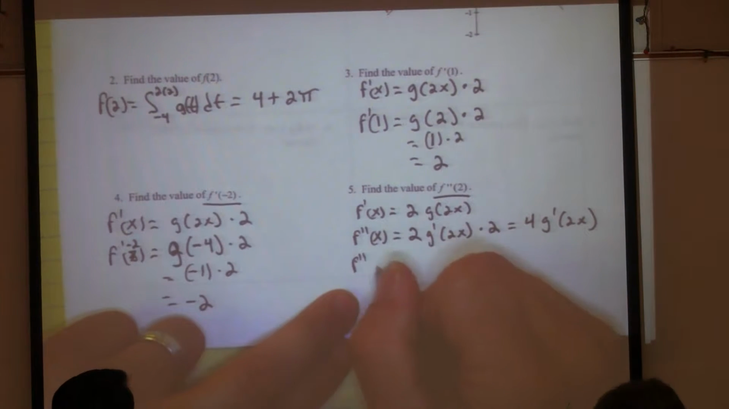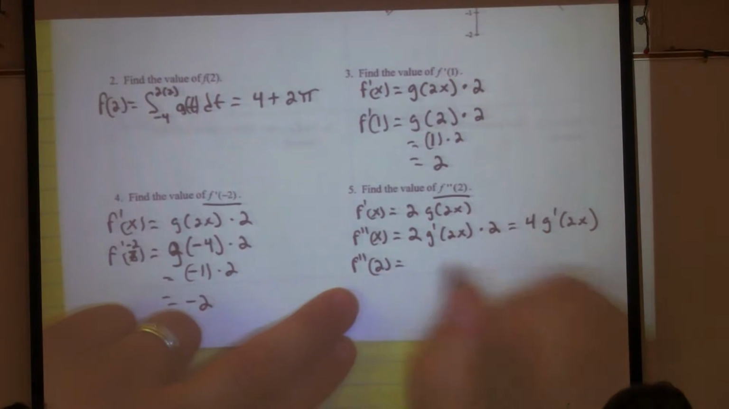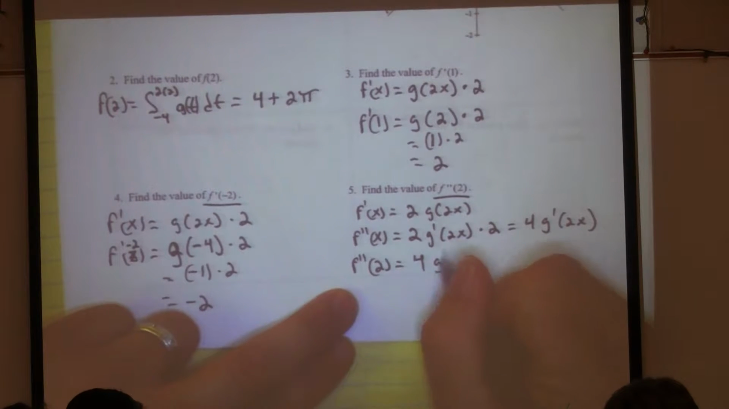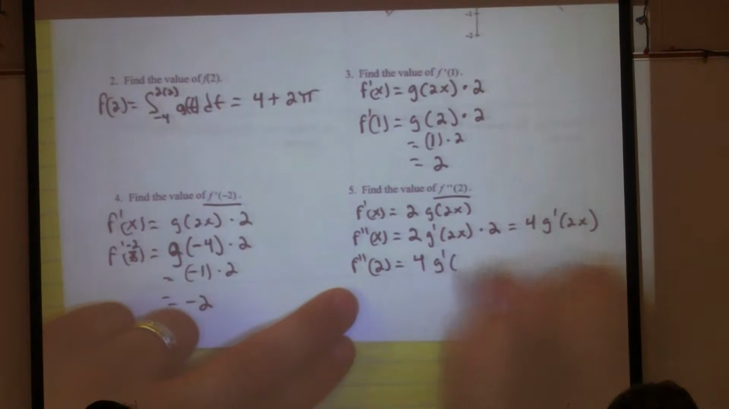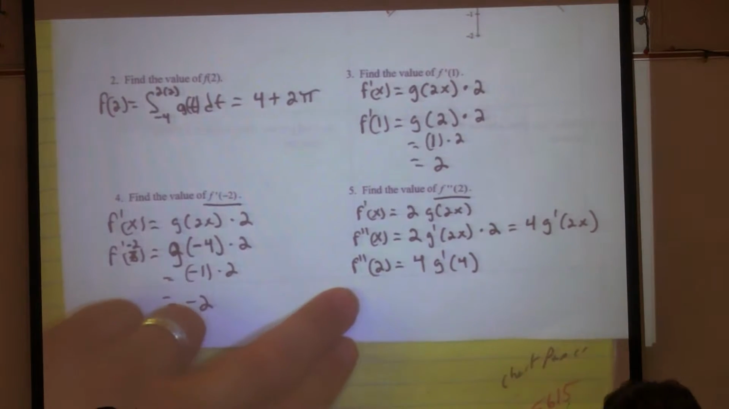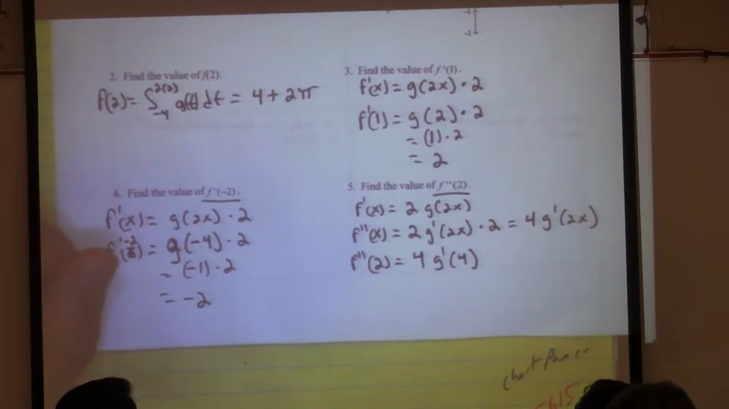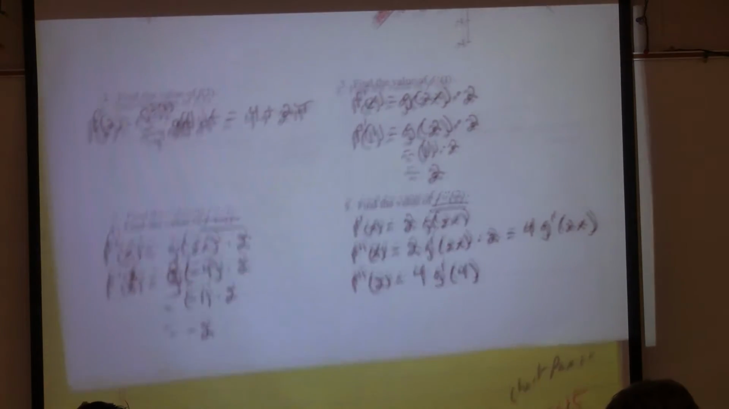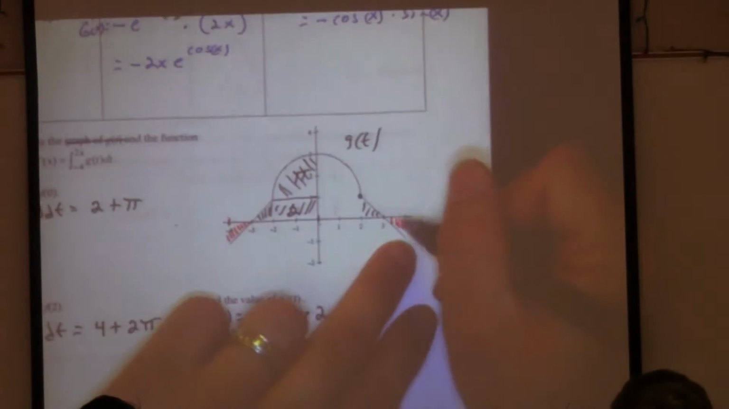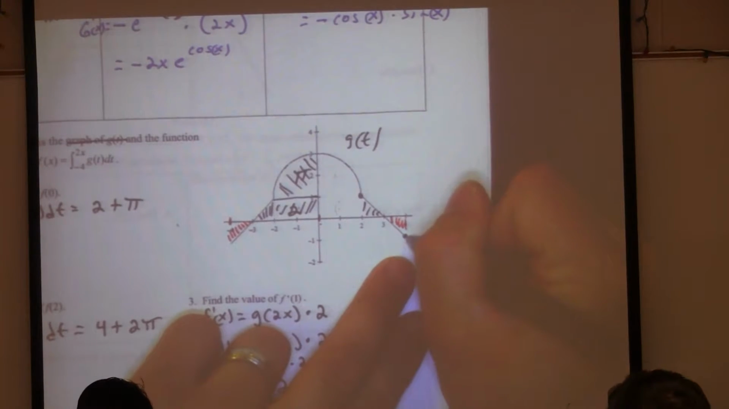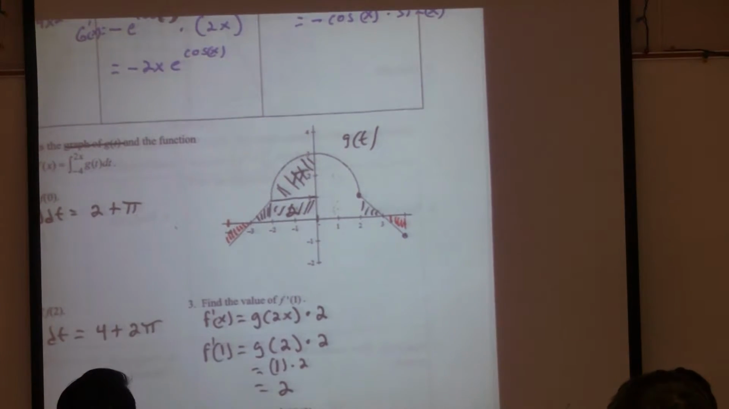So we want f double prime at 2. That's going to be 4 times g prime at 2 times 2, 4? How am I going to get g prime at 4? Look at the graph. So I want g prime at 4. What's g prime at 4 again?